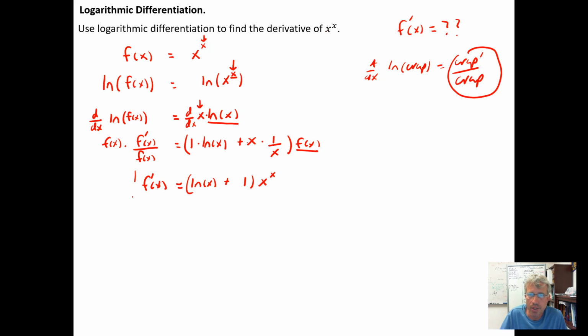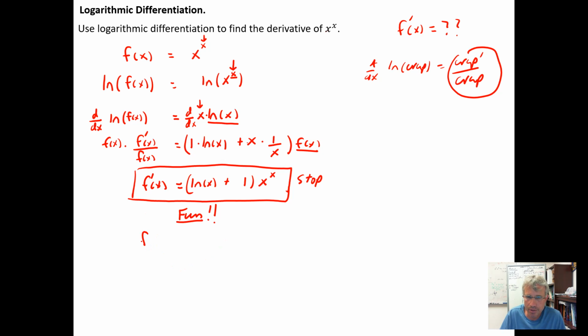And this is where I would, in general, say is the place to stop. So I would say stop here. This is good, it's nice, it's factored, but if you wanted to have fun, because everybody knows calculus is fun, then I actually would take and distribute this in. So I would get x to the x times the natural log of x using the distributive property, plus x to the x times 1 is just x to the x. So again, this is where I would stop. Now we're just having fun.